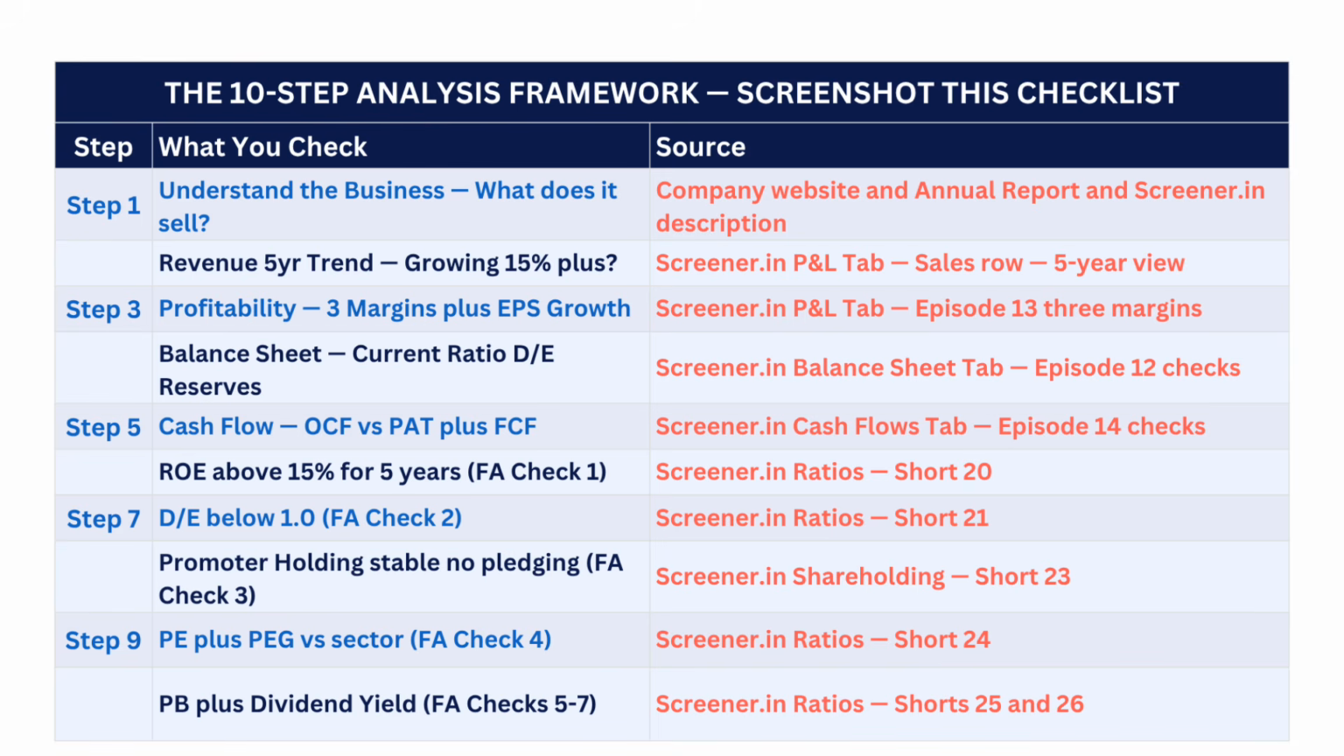Then step 10, what do you want to check? PB plus dividend yield, FA checks 5 to 7. The source: screener.in ratios, chart 25 and chart 26. Then in the next section we'll discuss P&L analysis, step 2.